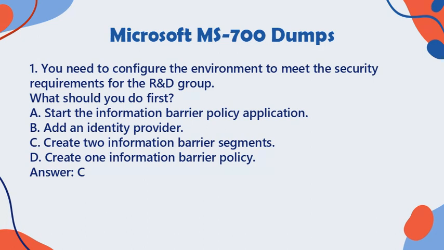1. You need to configure the environment to meet the security requirements for the R&D group. What should you do first? A. Start the Information Barrier Policy application. B. Add an identity provider. C. Create 2 information barrier segments. D. Create 1 information barrier policy. Answer: C.